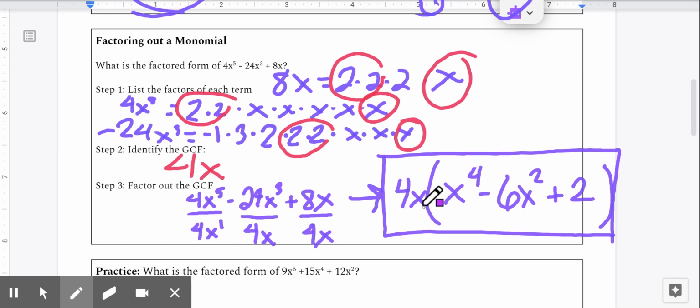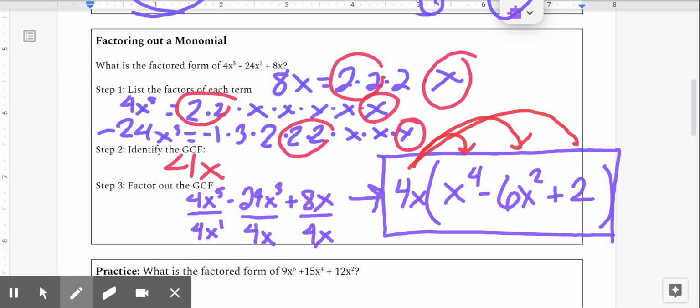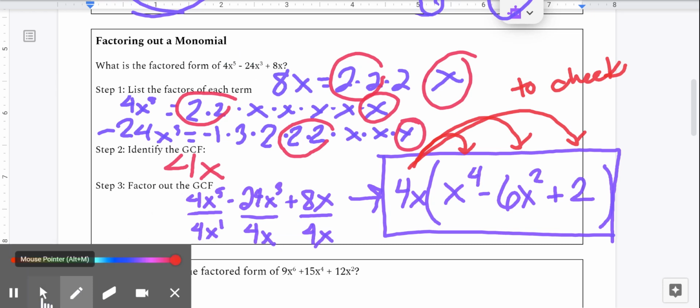So really what we've done there is we've factored out or pulled out the GCF from each of those terms. We now have this written in a factored form. If we wanted to check our answer, we could always redistribute. If we wanted to check, we could redistribute this 4x to everything inside the parentheses. And that would hopefully give us our original expression. And so if you wanted to check your answer, that's how you would do so.